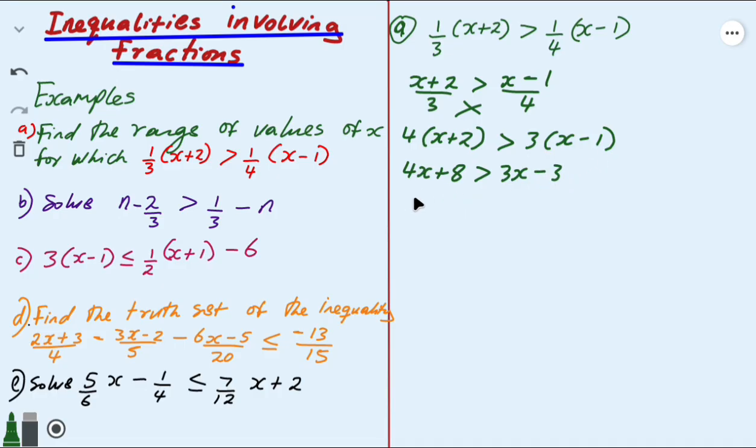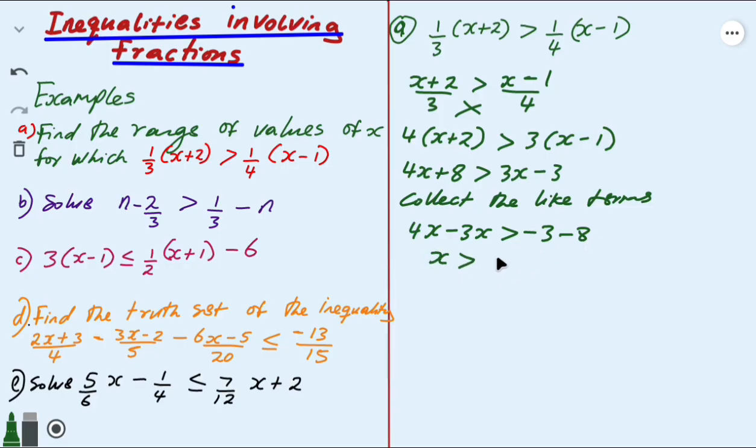Now the next thing we need to do here is to collect the like terms. So we have 4x. Now if this plus 3x crosses the border, we're going to be having minus 3x greater than minus 3 plus 8. Crossing this inequality border is going to be minus 8. So plus 4x minus 3x will give me x greater than minus 3 minus 8, which will give me minus 11. So x is greater than minus 11.